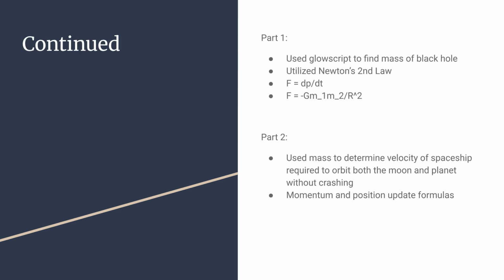So continuing off of that, in part 1, we use GlowScript to find the mass of the black hole by utilizing Newton's second law, F equals dp over dt, and force equals the force of gravity. And part 2, we use mass to determine the velocity of the spaceship required to orbit the moon and planet without crashing. We also use momentum.